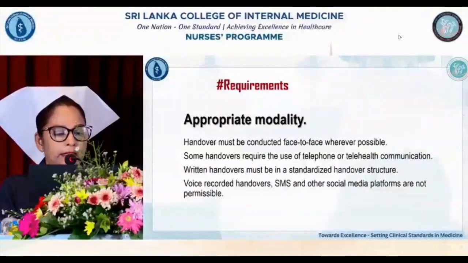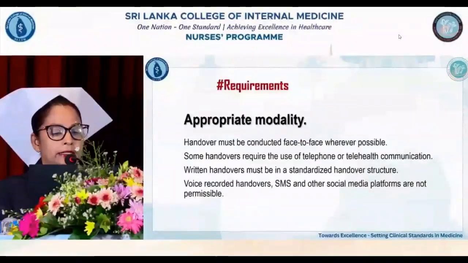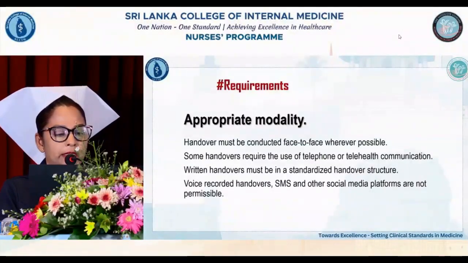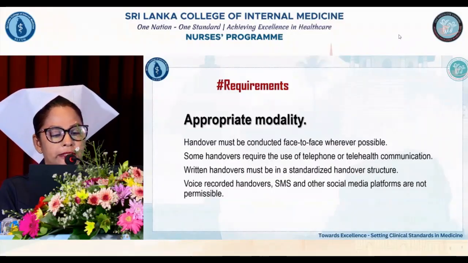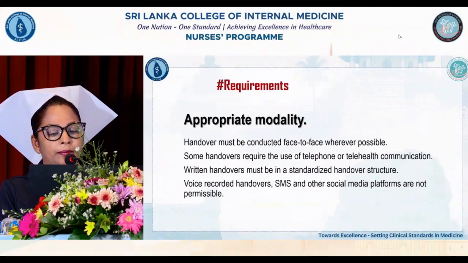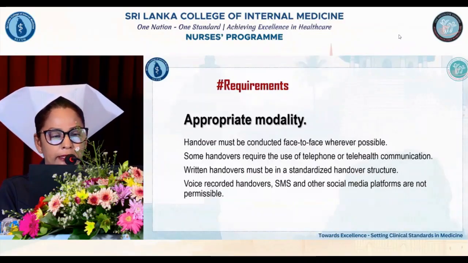Appropriate modality. When it comes to shift handing over, handover must be conducted face to face wherever possible. Some handovers require the use of telephone or telehealth communication in foreign countries, but here we are not actually practicing that much. Written handovers must be in a standardized handover structure. Voice recorded handovers or SMSs and other social media platforms are not permissible.